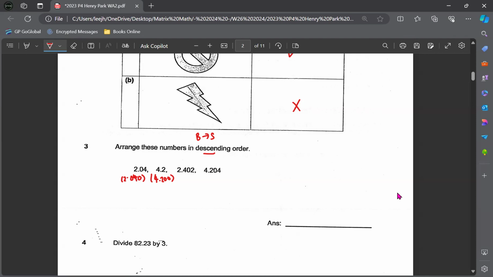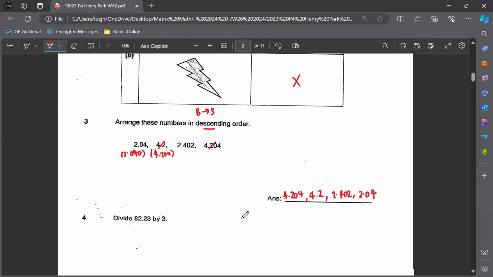So biggest to the smallest, definitely the first one is 4.2. Followed by, oh sorry, it's not 4.2. My mistake. Scratch that. So the biggest is actually 4.204. Then followed by 4.2. Then after that, this one done. So you look at these other two. Which one is greater? This is 2.040. This is 2.402. So it will go to 2.402. Then it will go to 2.04. This is your answer. Okay, sorry about the mistake just now.